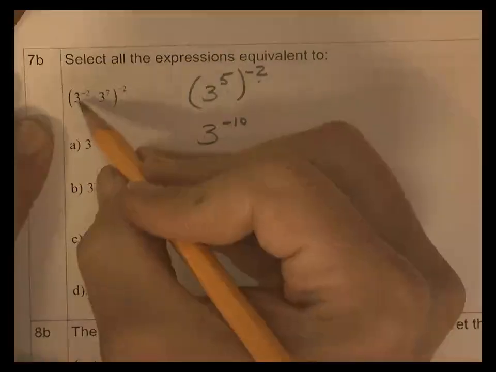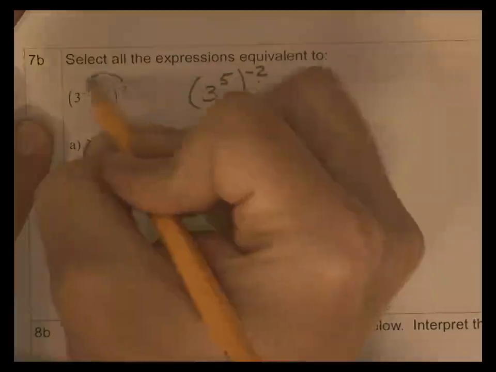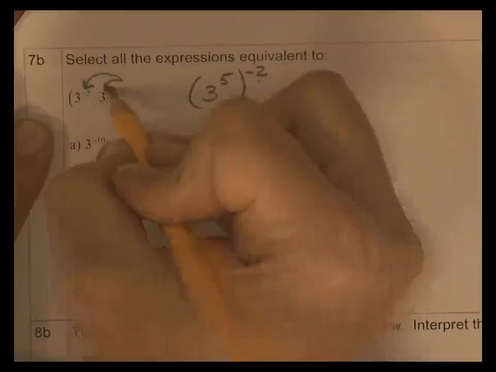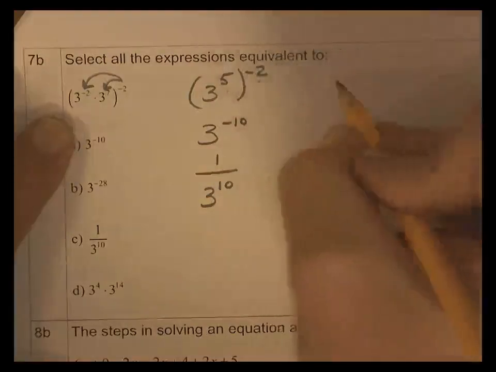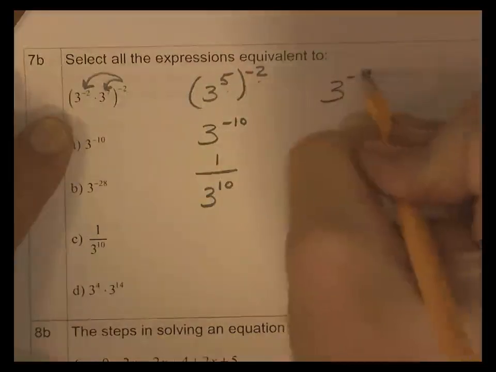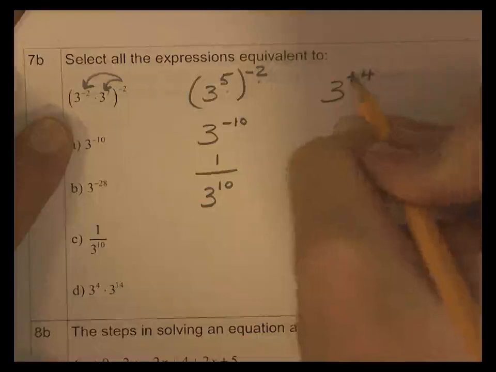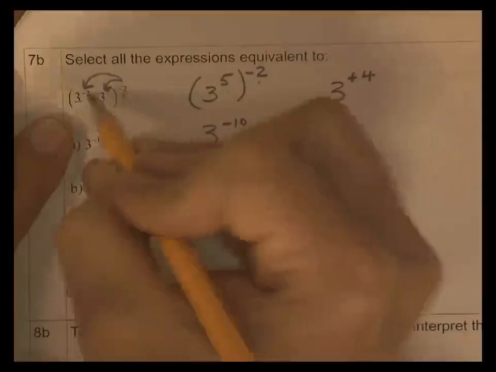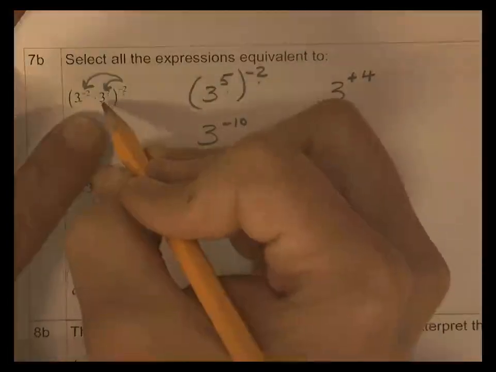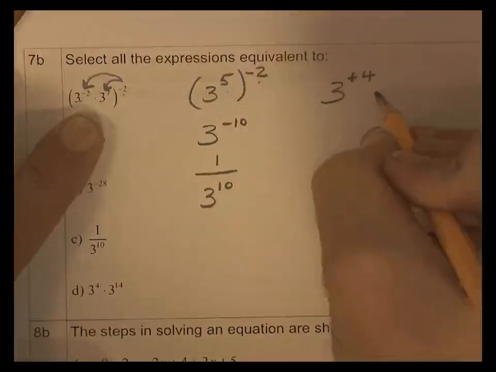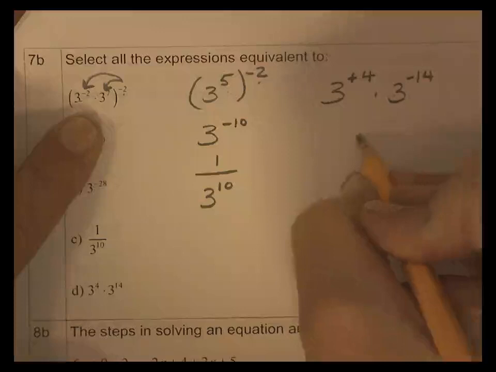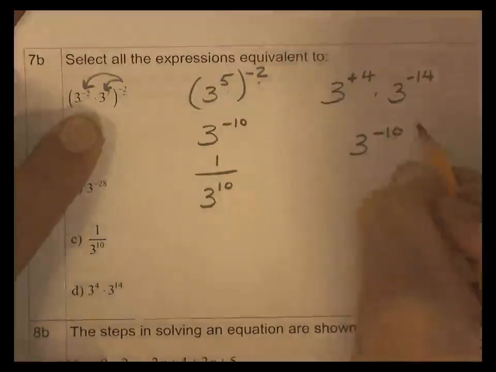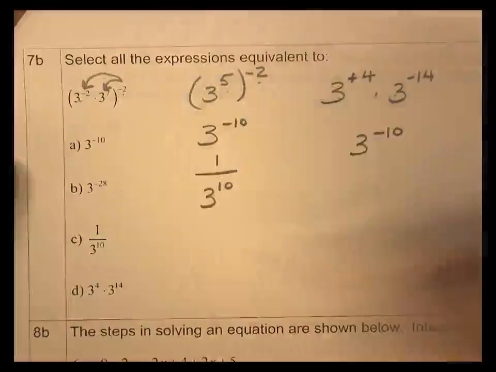Instead of doing a base add, I can start with a thing that looks like distribution. It's not distribution, but it looks like distribution. That's going to give me 3 to the negative 4. No, it's not. 3 to the positive 4. Negative 2 times negative 2 is positive 4. And 3 to the negative 14. Base add, that goes to 3 to the negative 10th. So these are all the equivalents.